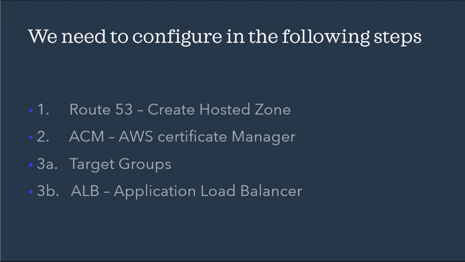First one is in the Route 53. Here we will create hosted zones. Second one is in the ACM, where we will create a new certificate for the domain. Third one is in the load balancer. But before going to the load balancer, we have to configure the target groups.